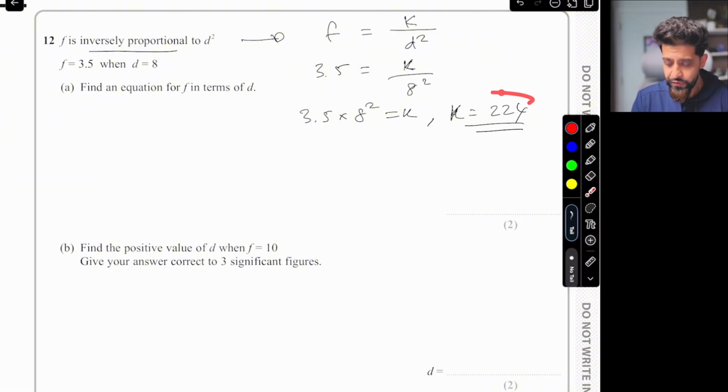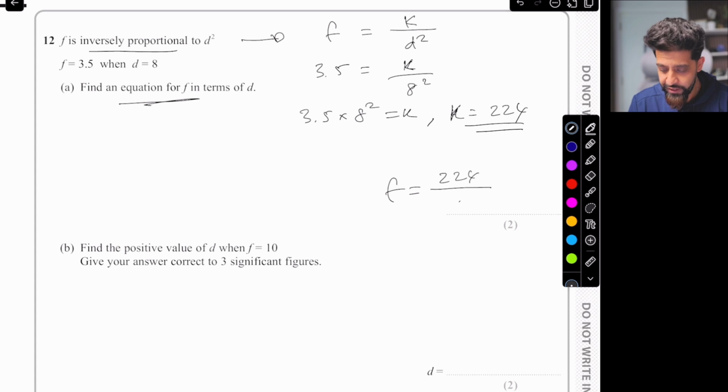So now we found the value of K. Go back in here and substitute it there. So therefore the equation that you have is going to be F is equal to 224 divided by D squared. That's the answer for part A.